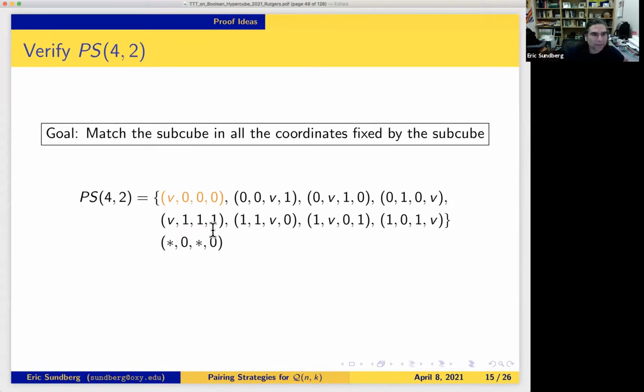Sorry, first. Eric, I'm confused about notation. What does V mean as opposed to star?